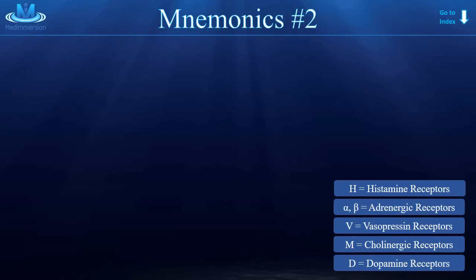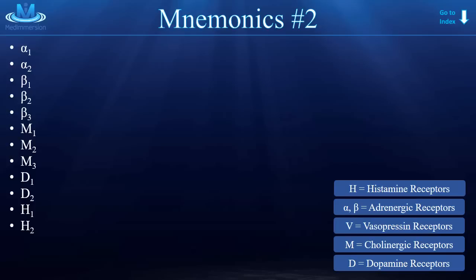Alright, so now into mnemonic number 2. And what you're going to need to do on your scrap paper or in your mind is write out all of the receptors that are high yield, which are these. The alphas, the betas, those two together being the adrenergics, the muscarinics, or the cholinergics, whatever you want to call them, dopamine receptors, histamine receptors, and vasopressin receptors.